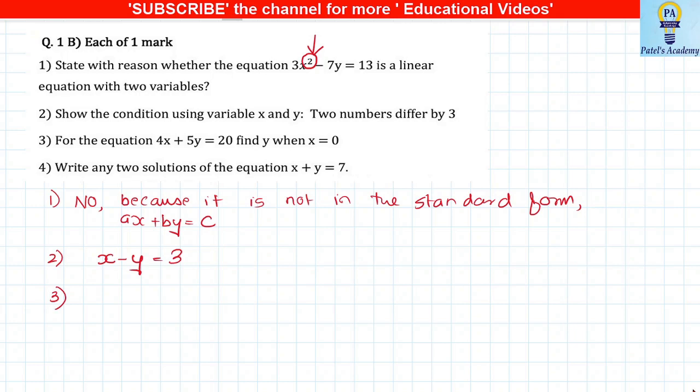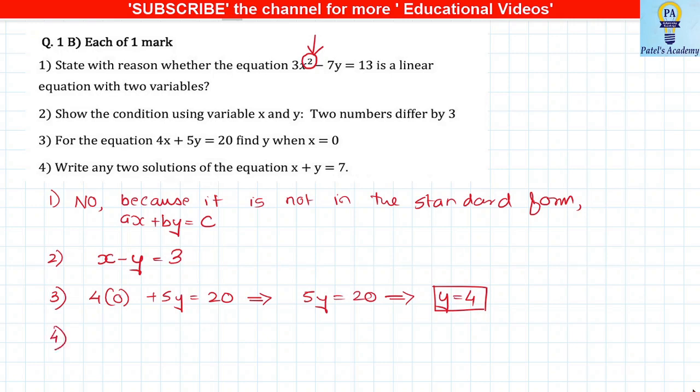Next, for the equation 4x plus 5y equals to 20, find y when x is 0. So what you have to do, instead of x, you have to write down 0 and just keep on solving it. So that will be 0, 4 into 0 is 0, 5y equals to 20, so y equals to 4. Y equals to 4 is the answer.